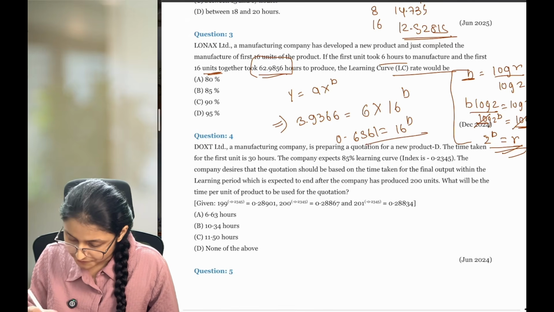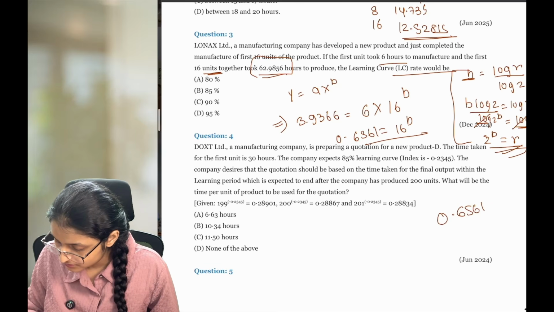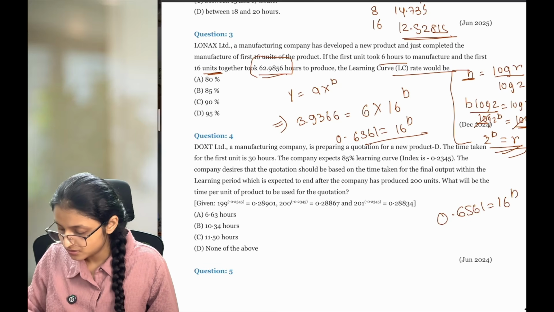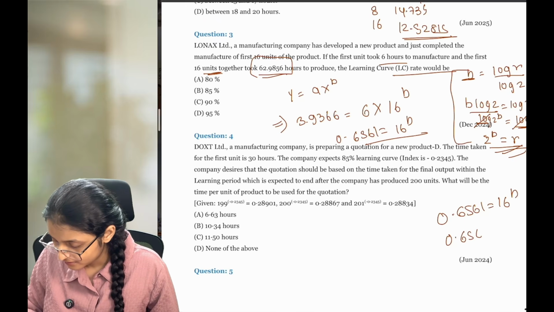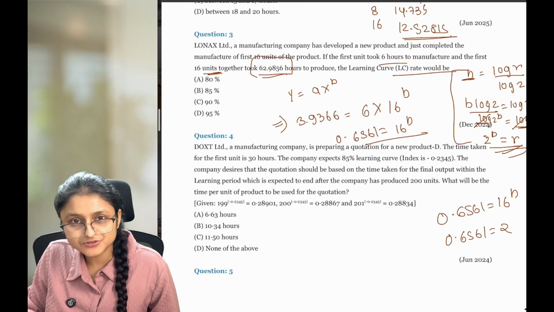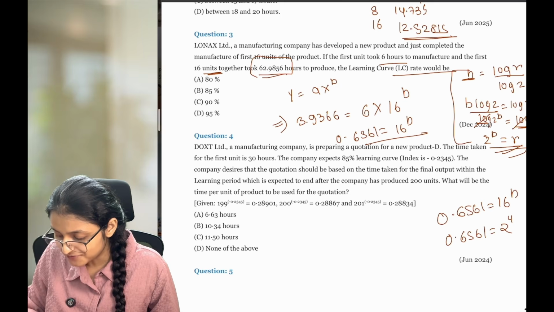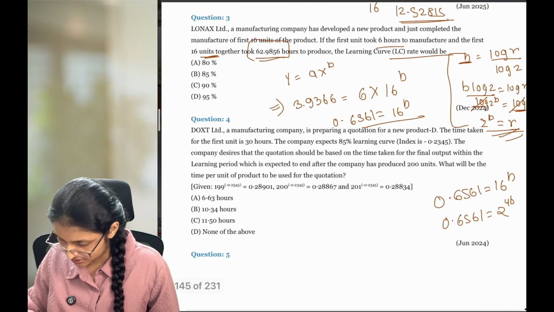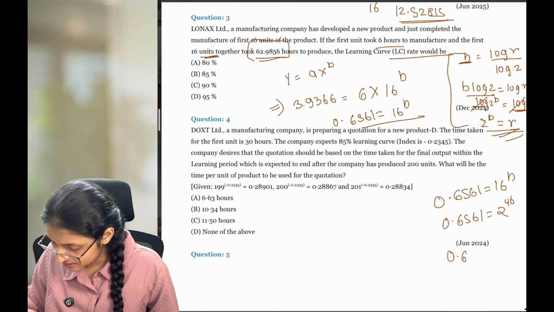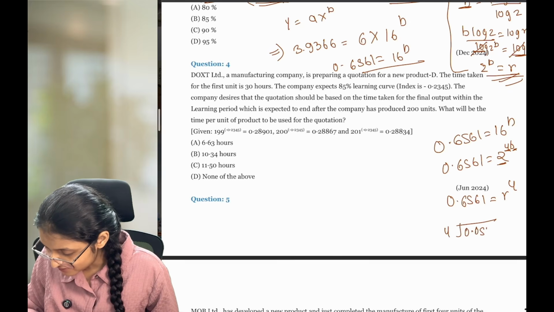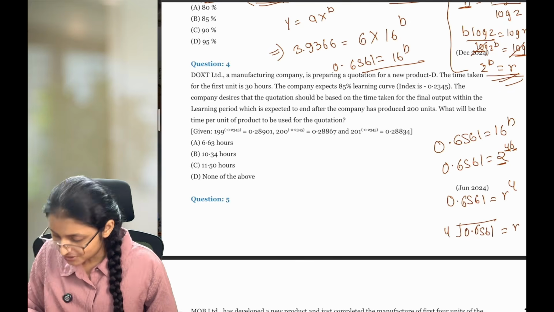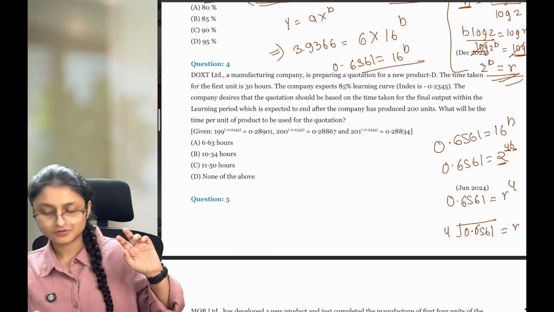Now, if 0.6561 is equal to 16 to the power b, then 16 can be written as 2 to the power 4. So 2 to the power 4, and b we already have in the power. So in place of 2 to the power b, I am writing r, but the 4 in the power will remain as it is. So what I am getting is the 4th root of 0.6561 is equal to r. So how to do the 4th root?